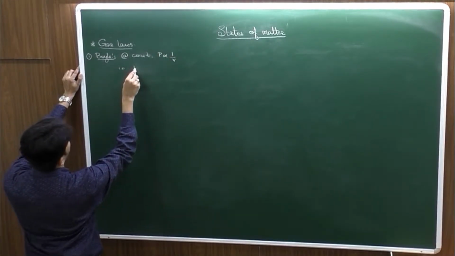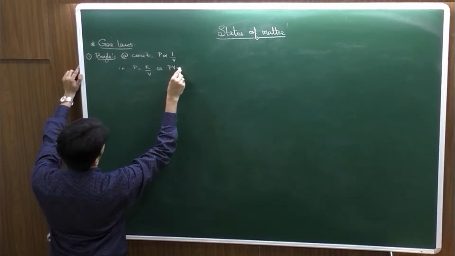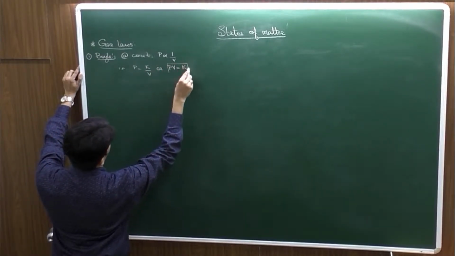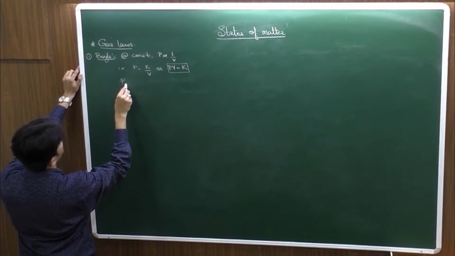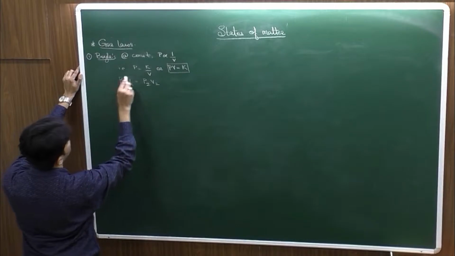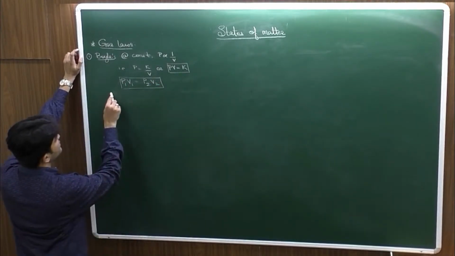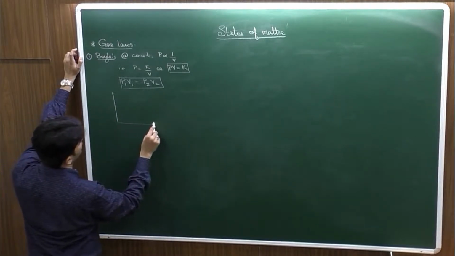That is, P will be equal to K by V, or PV, the product of pressure and volume, will be equal to a constant. And if you are asked numericals with respect to two data, then apply P1 V1 is equal to P2 V2. Then there are graphs which are asked with respect to Boyle's law.